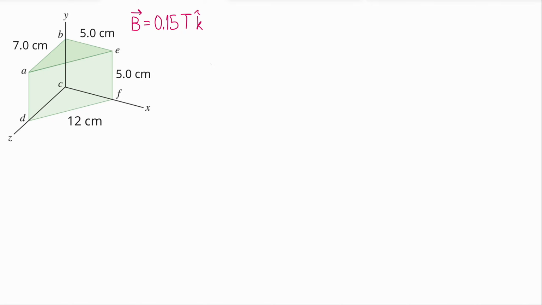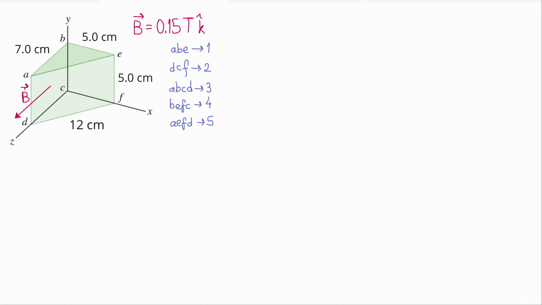A magnetic field of 0.15 Tesla in the positive z direction is present in this region of space, and we have a triangular prism. We'd like to calculate the magnetic flux through each surface of this prism, and then we'll calculate the total magnetic flux. I have numbered each of the 5 surfaces.